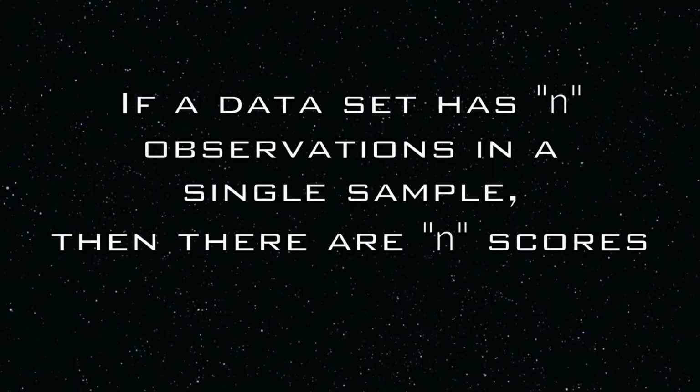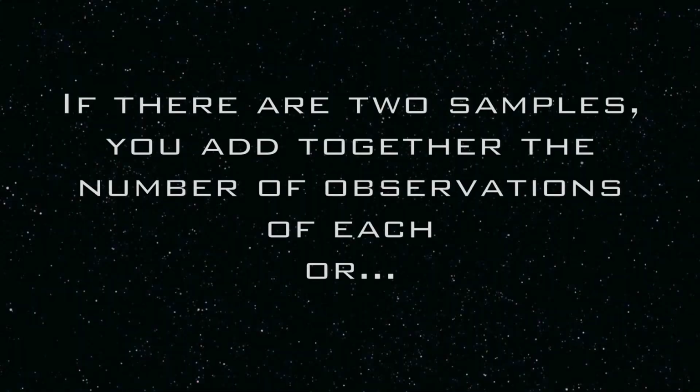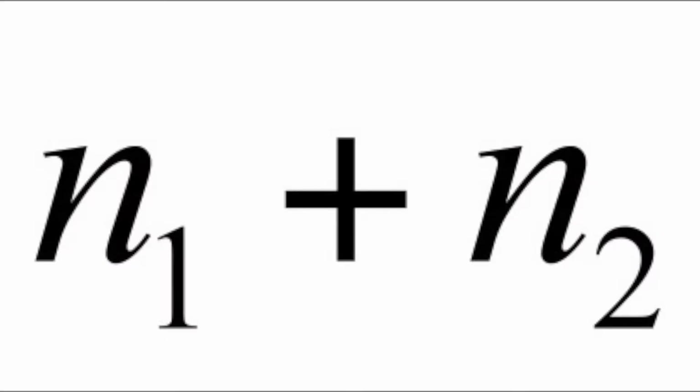So if a data set has n observations in a single sample, there are n scores, and we use n-1 degrees of freedom to estimate variability. However, if there are 2 samples, you add together the number of observations of each, or this. Thus, the degrees of freedom for 2 samples is this.